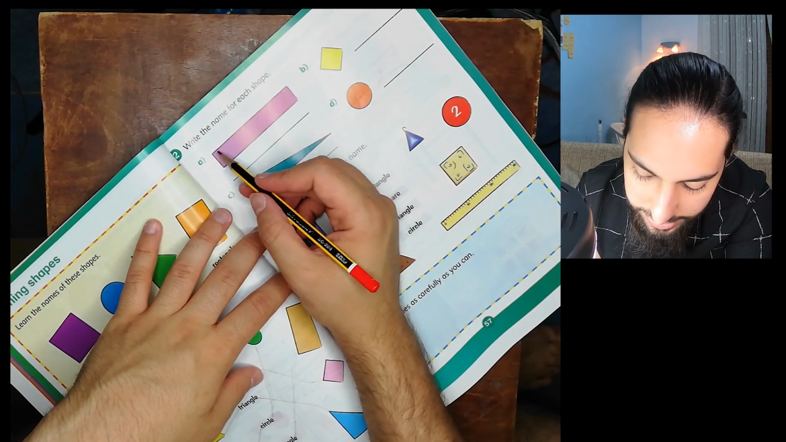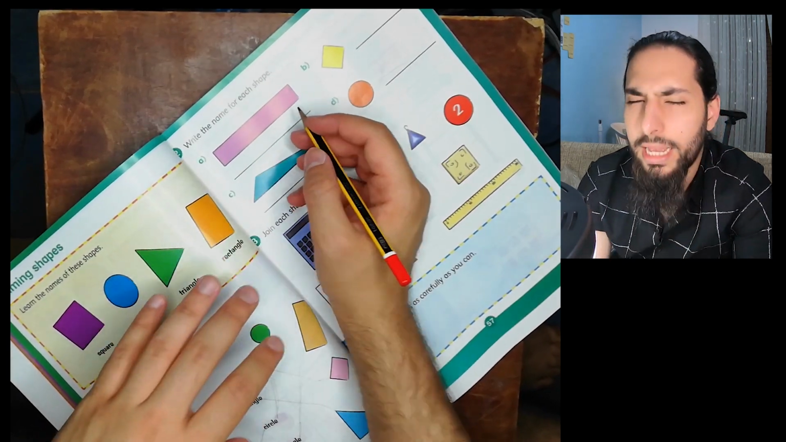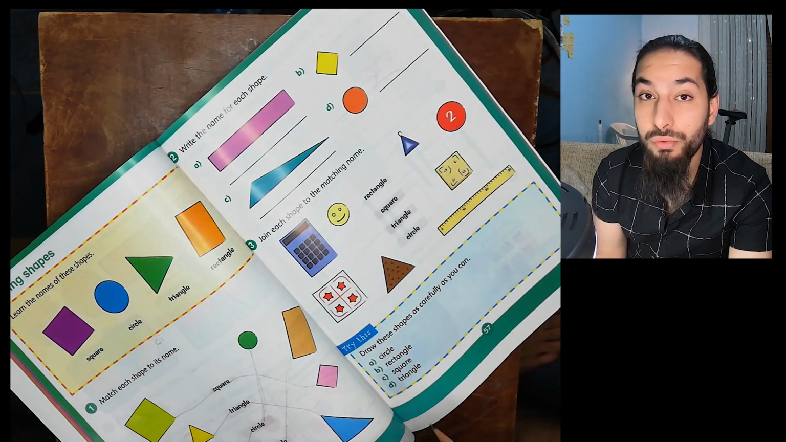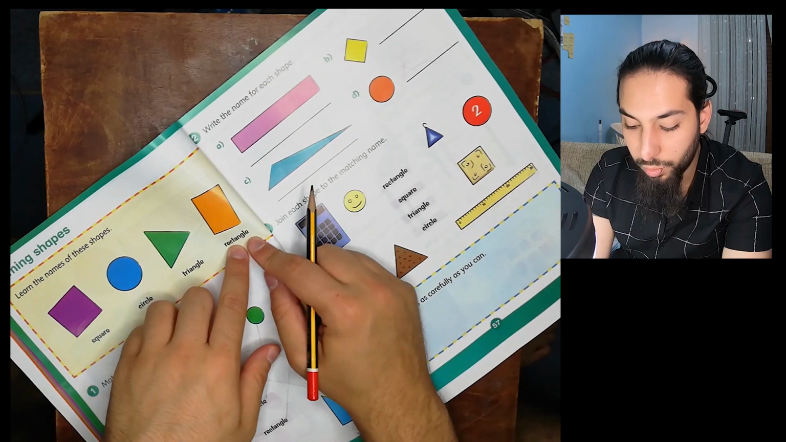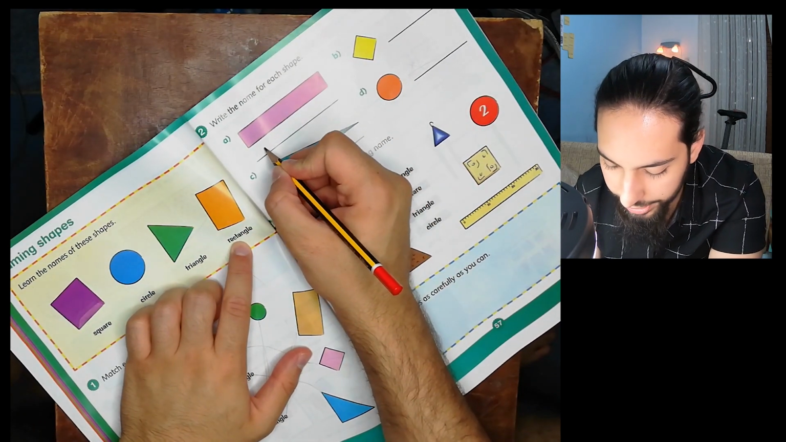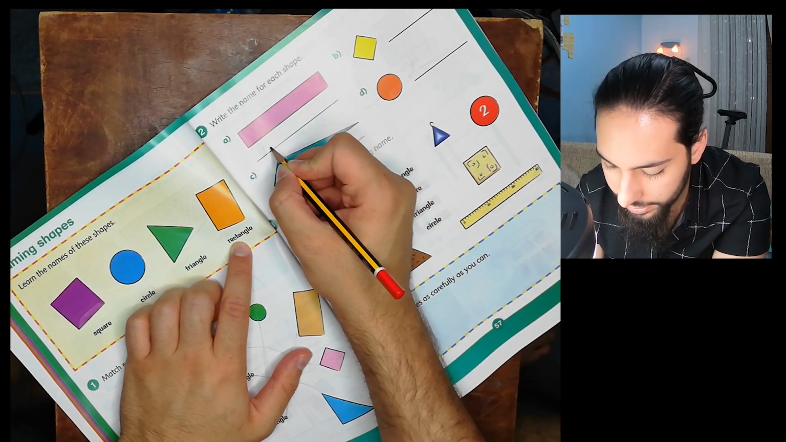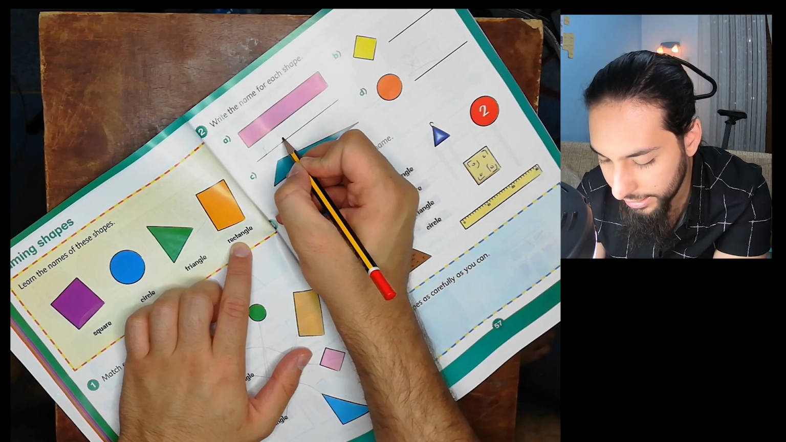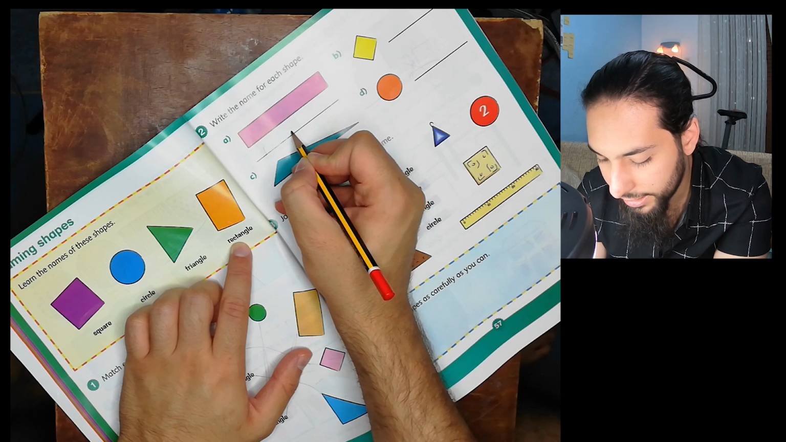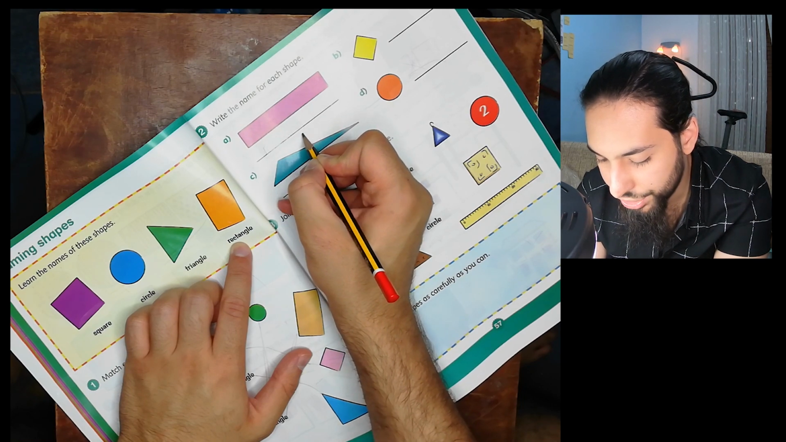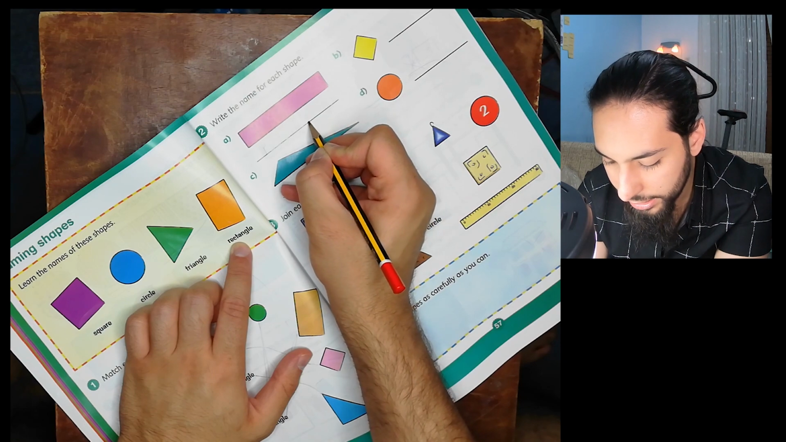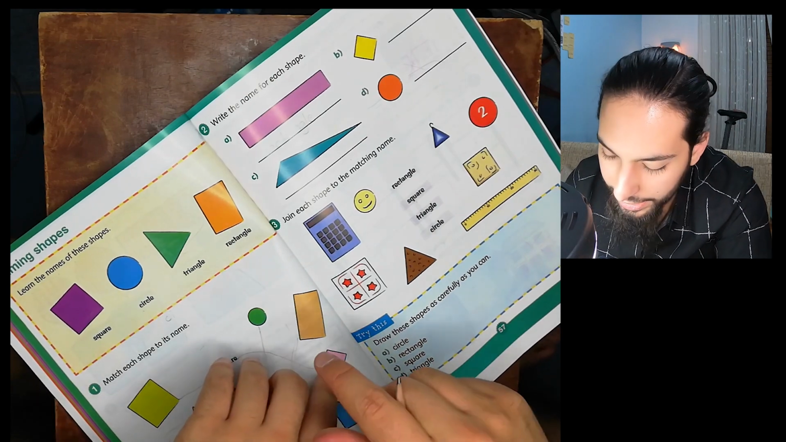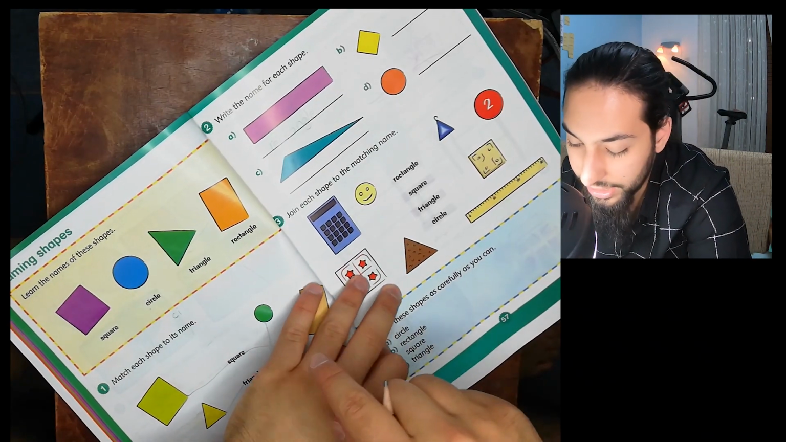What is this? It looks like a square, but it's very long. That is a rectangle. So you can copy the spelling right from here. Write it very slowly here. Rectangle. Okay. The next one is a square.